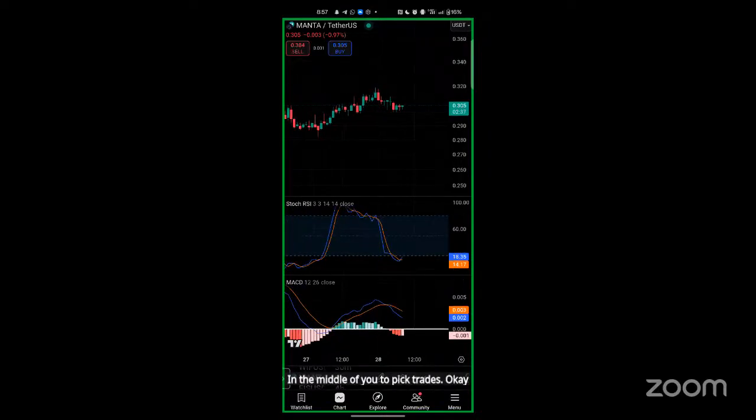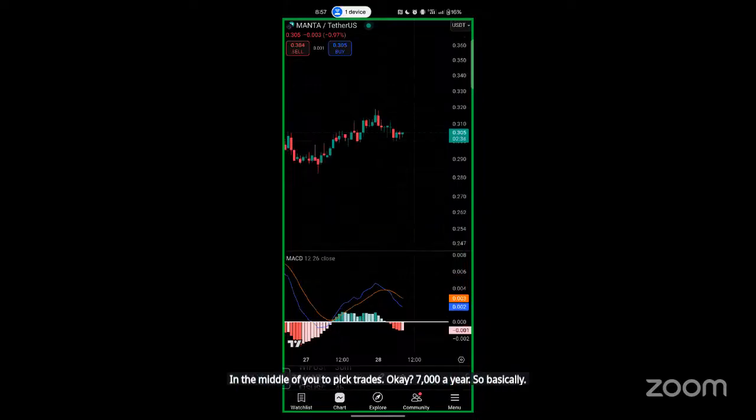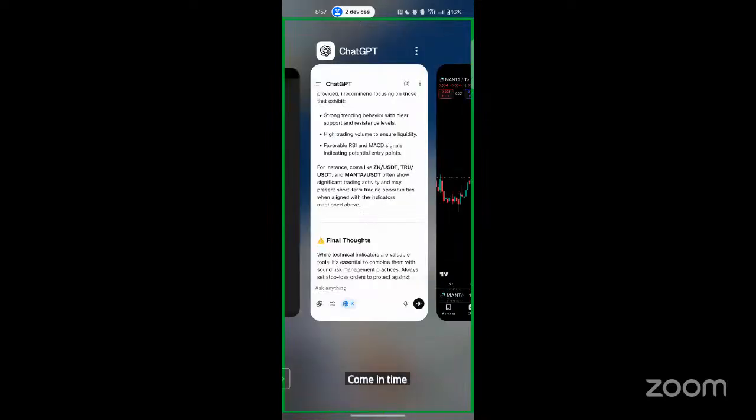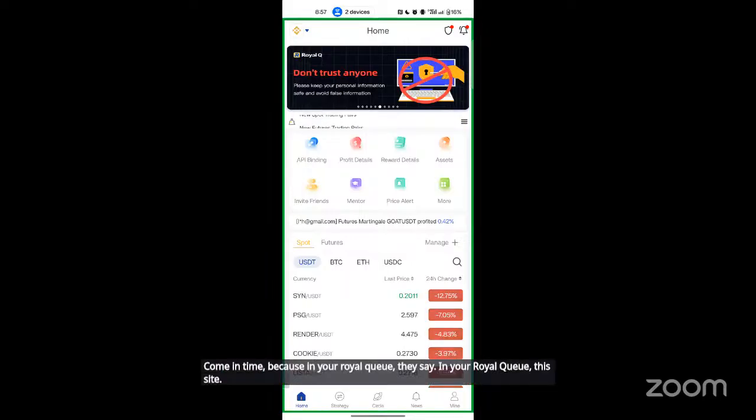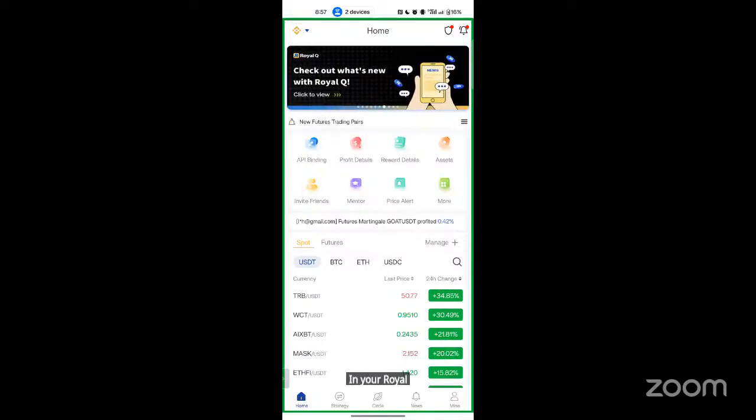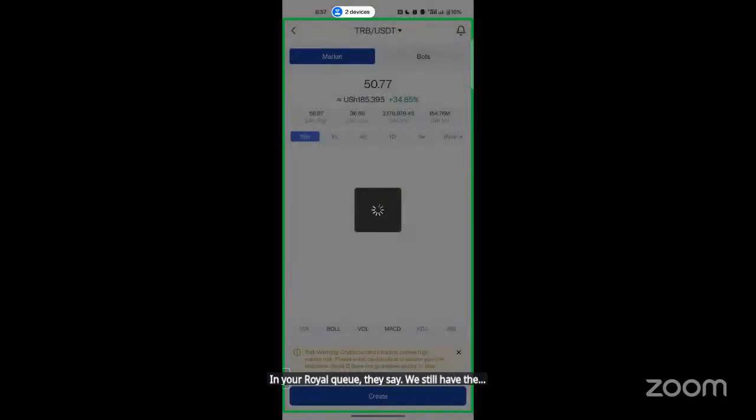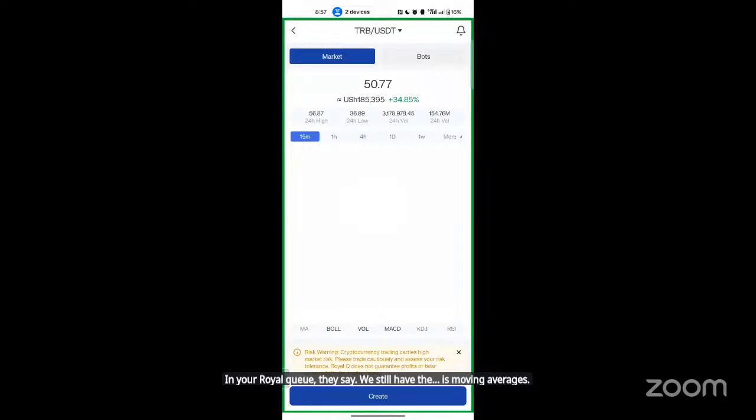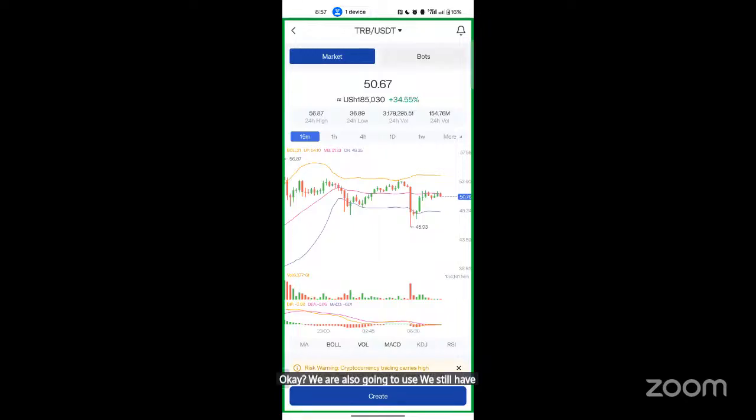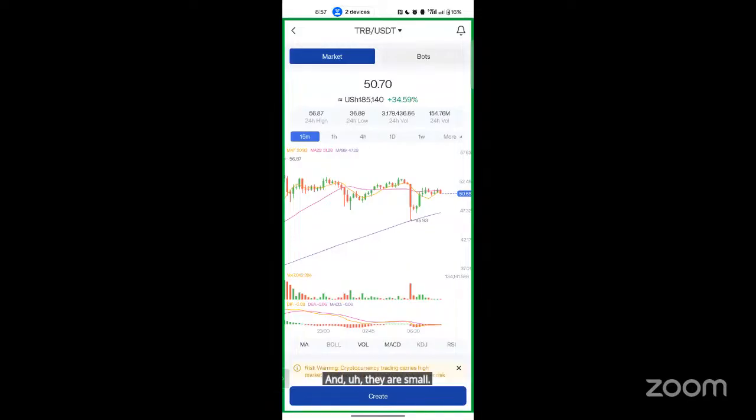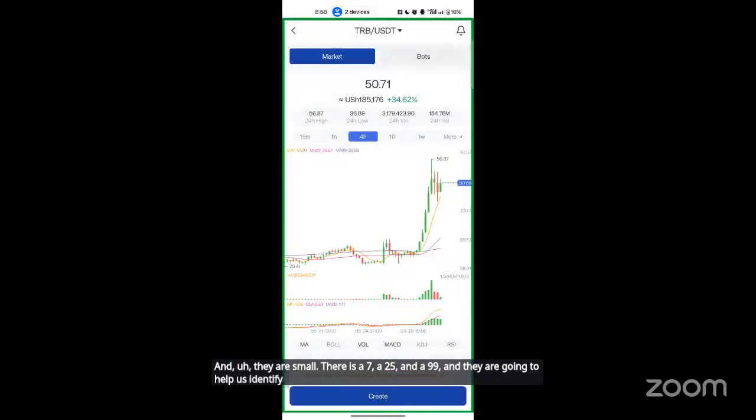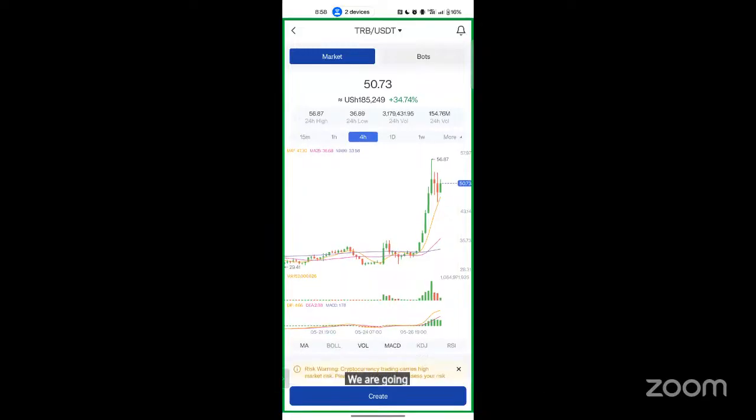Okay, 7:30 a.m. So basically, come in time because in your royal queue, this side, we still have these moving averages. They are small. There is a 7, a 25, and a 99. And they are going to help us identify market trends more. We are going to talk about this.